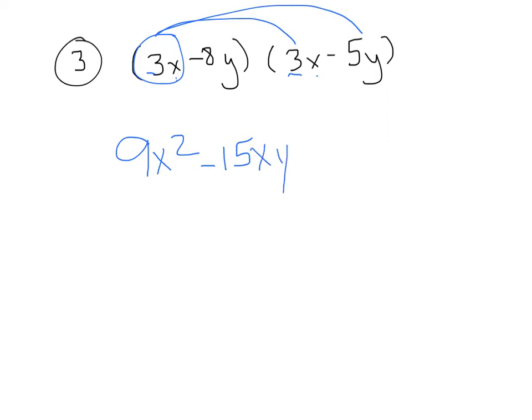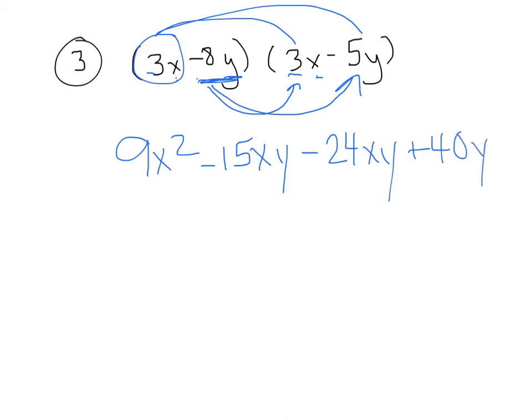Now I'm going to take this minus 8y, and I'm going to distribute that. So minus 8y, I'm going to go here. So a minus 8 times a positive 3 is going to be minus 24. And then I, again, just have a y and an x, and I'm going to write those in alphabetical order. You should always write your variables in alphabetical order in this case. And then I'm going to take my minus 8y and multiply it by my minus 5y. So a negative 8 times a negative 5 is a positive 40. And then y times y is y squared.